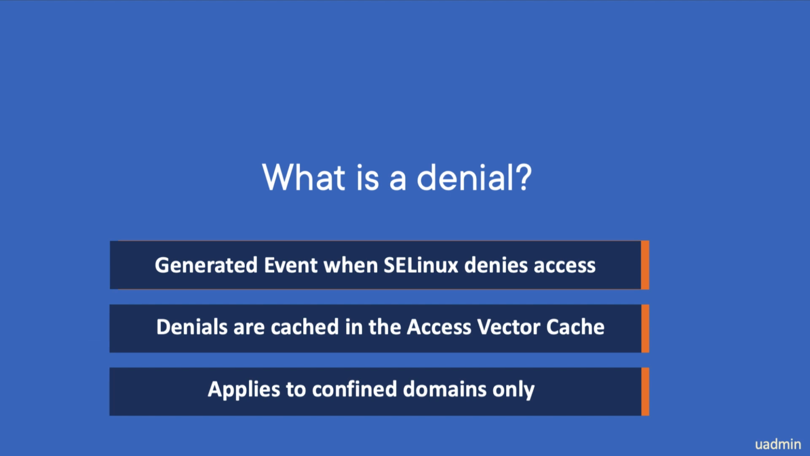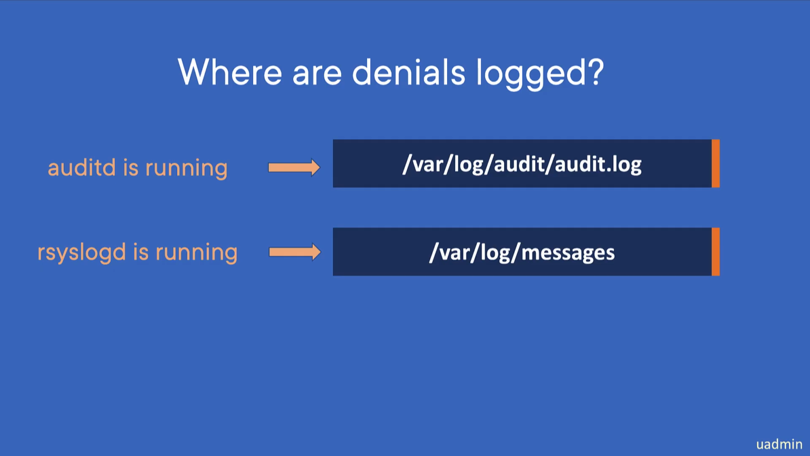Now keep in mind that targeted policies only protect those environments that run in confined domains like httpd, named, sshd and others. Other entities that run in an unconfined domain are not protected by SELinux. So processes that are unconfined only run into the DAC, or discretionary access control, rules for read, write and execute.